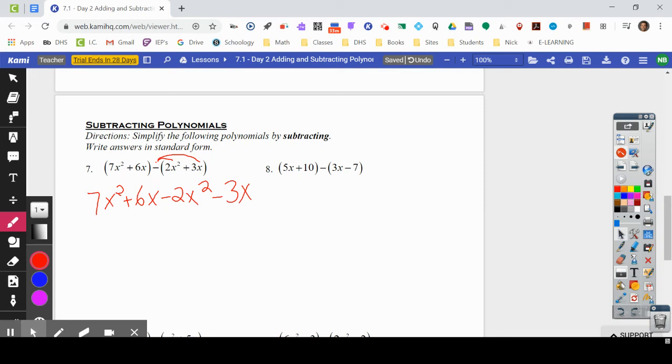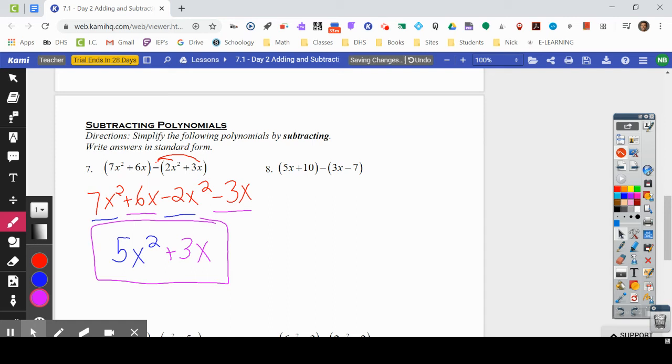So now that I distributed that minus sign, now I can do what I did above with adding like terms, or combining like terms. So this 7x squared goes with that minus 2x squared. So 7x squared minus 2x squared gives me a 5x squared. And this positive 6x goes with this minus 3x. I can combine those, so 6 minus 3 is 3, so that's a positive 3x. Again, this is an x squared term, and this is an x term, so those don't go together. So that is my final solution in standard form.